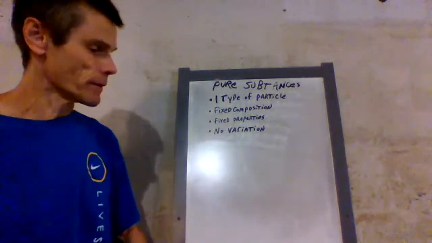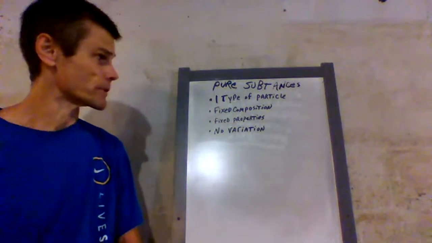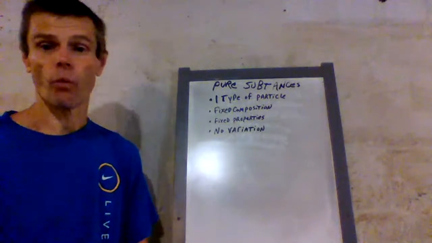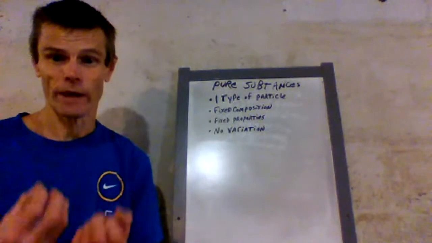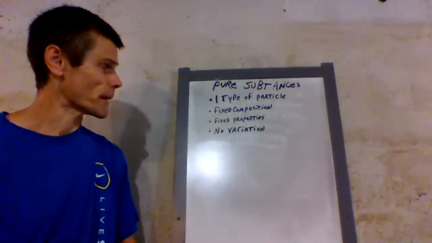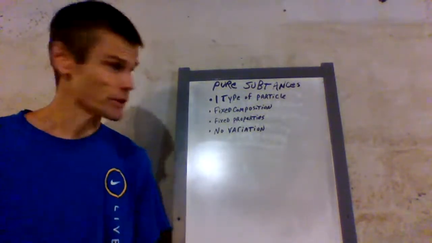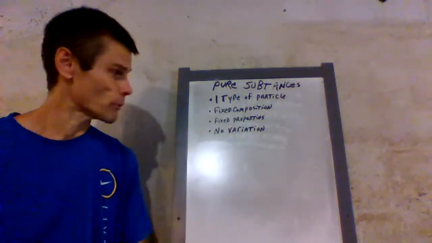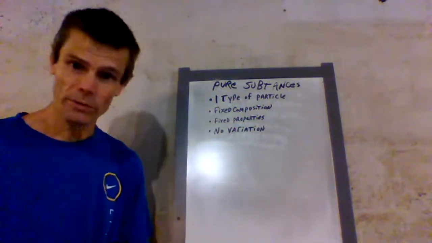I have listed here some of the features that help us identify if a sample is a pure substance. One thing that we look for in a sample of matter is whether it is composed of one type of particle. Remember, the particle nature of matter is really important in how we as chemists understand matter. If it's a pure substance and it's composed of one type of particle, then it's going to have a fixed composition and fixed properties that don't vary from wherever we collect that sample from. So there's no variation in either its composition or its properties.